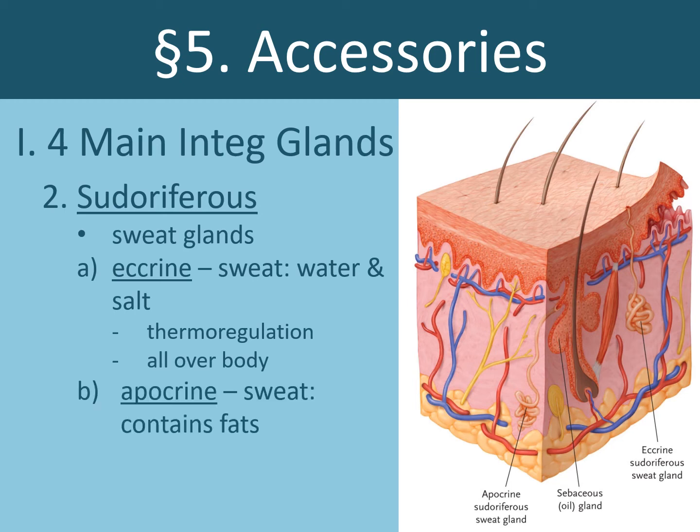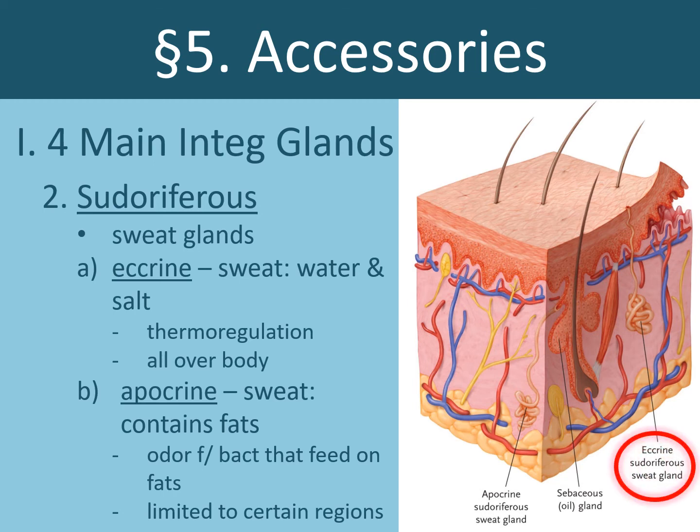The next type is apocrine glands, which produce a type of sweat that contains more fat. This fat provides food for bacteria, and as they feed on that fat, they produce a distinct odor, thus contributing to human body odor. Apocrine glands are limited to just certain regions of our body, including our scalp, forehead, armpits, and groin regions. You can see in this drawing, eccrine glands empty to the surface of the skin directly, whereas apocrine glands are associated with hair follicles and empty into hair follicles.